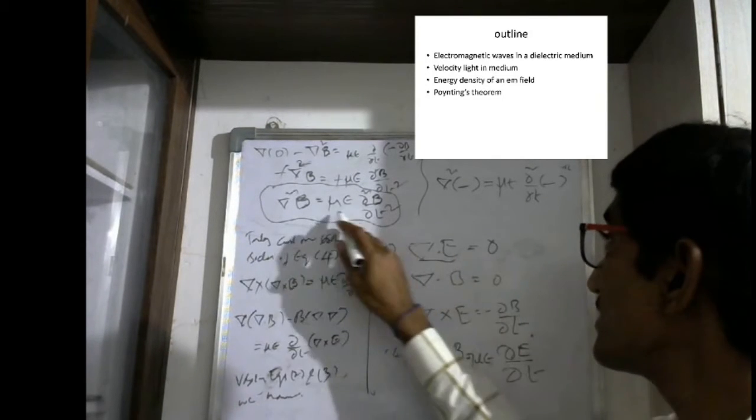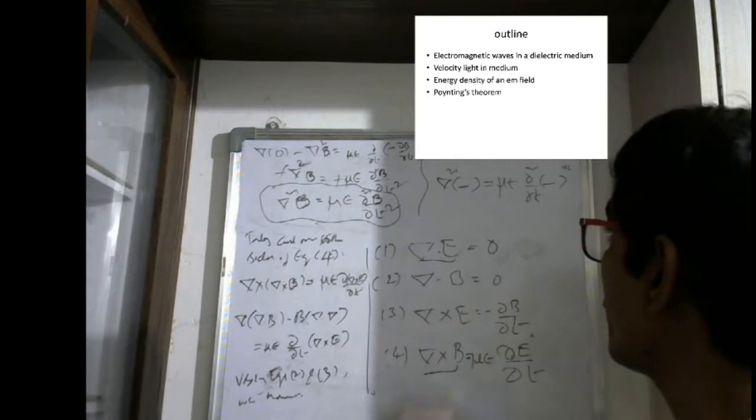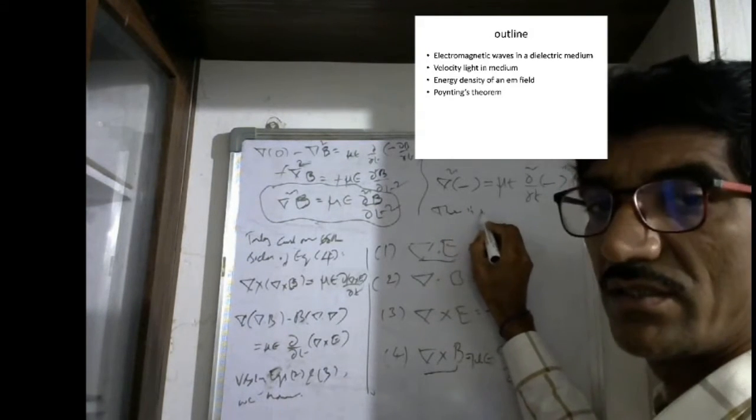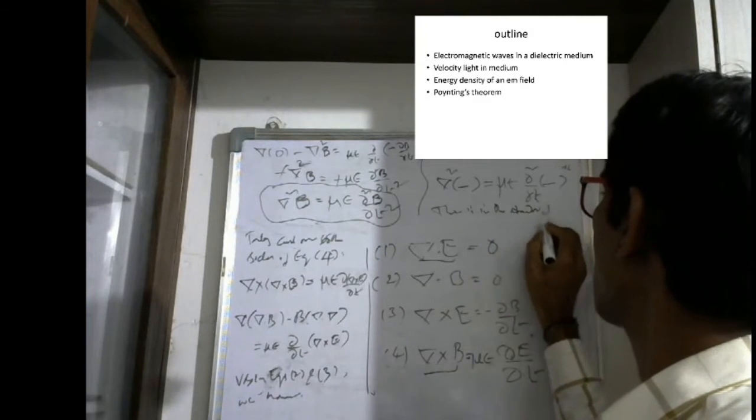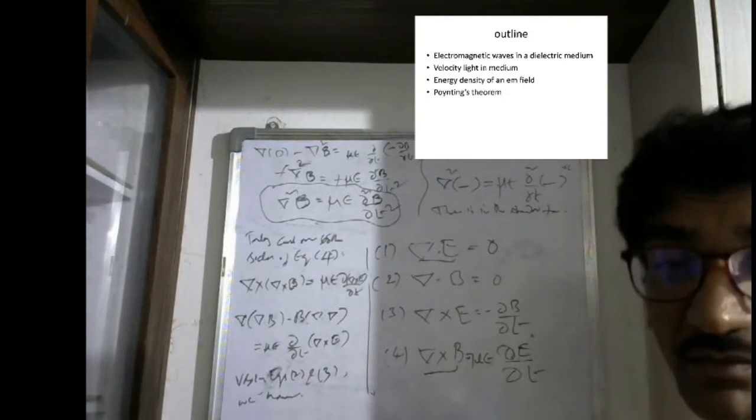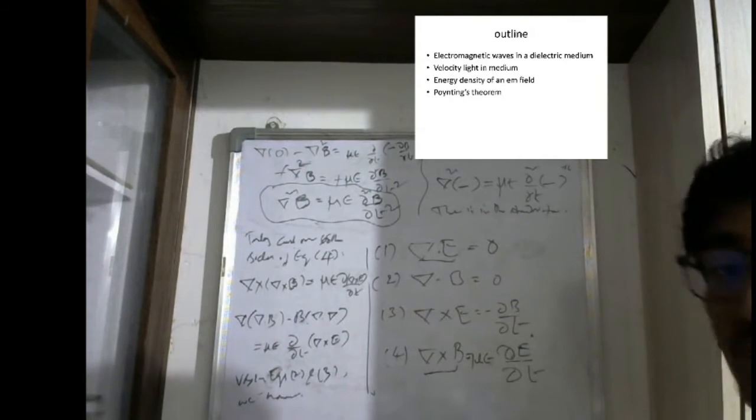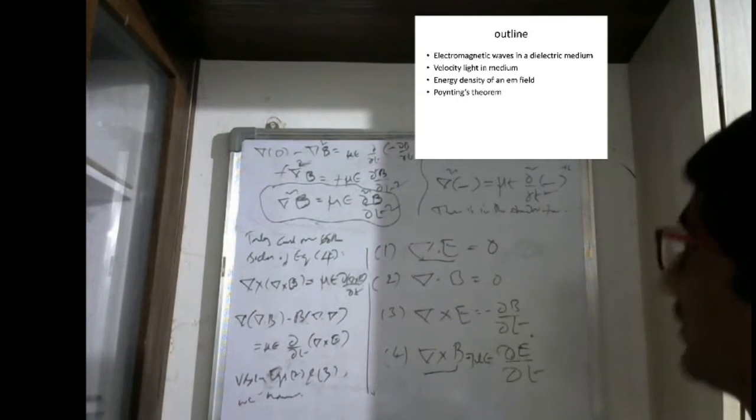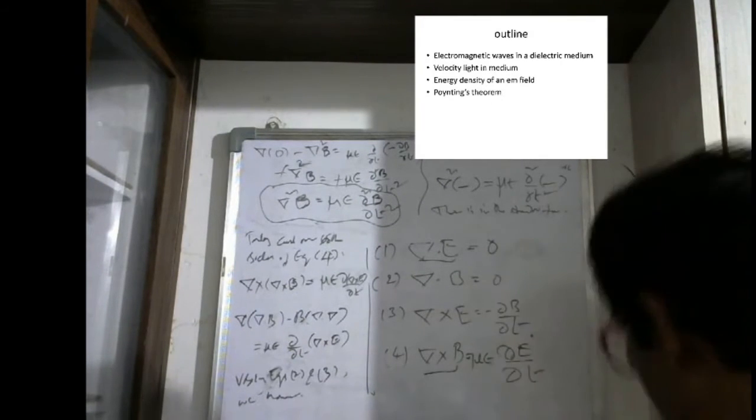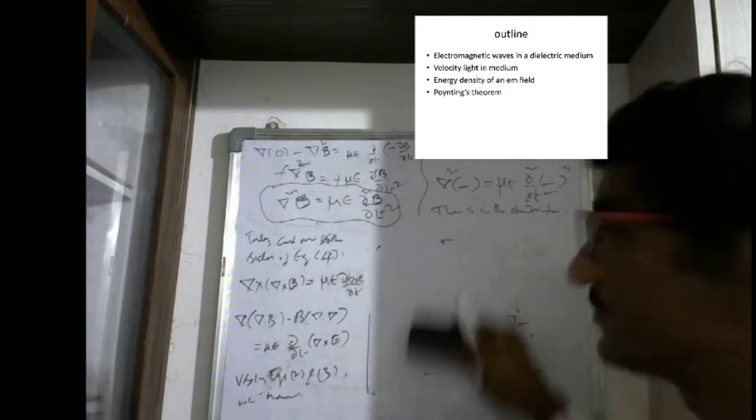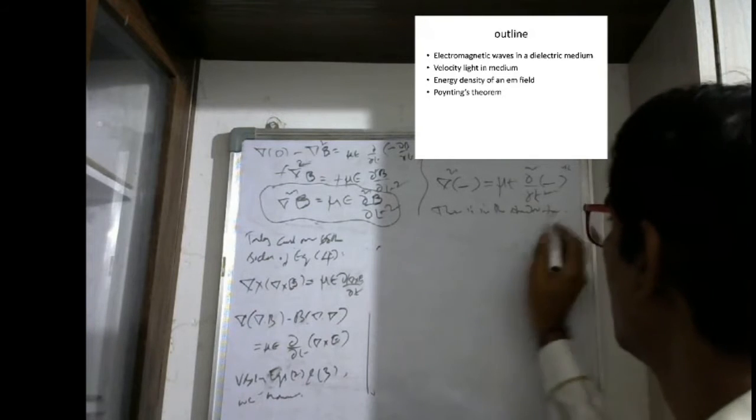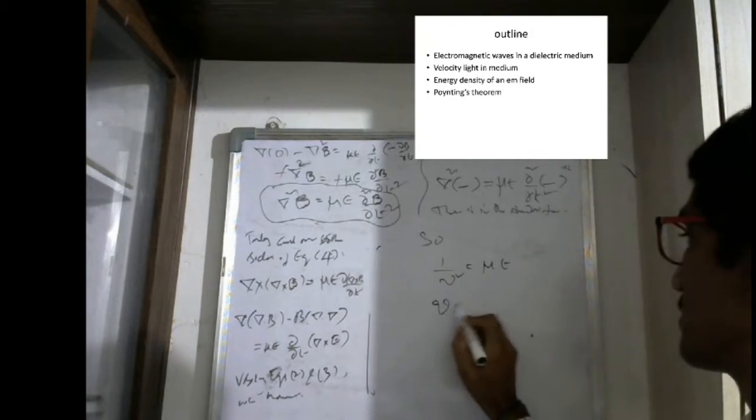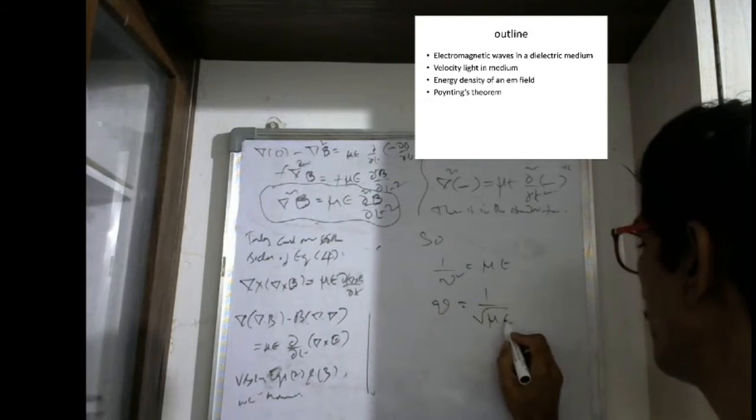So here, what is c square now, or 1 by c square? From this equation, this is in the standard form. What is the standard form? Dou square y is equal to 1 by v square, dou square y by dou t square. So in the place of 1 by v square, you are having mu epsilon. So your v will be 1 by root of mu epsilon.